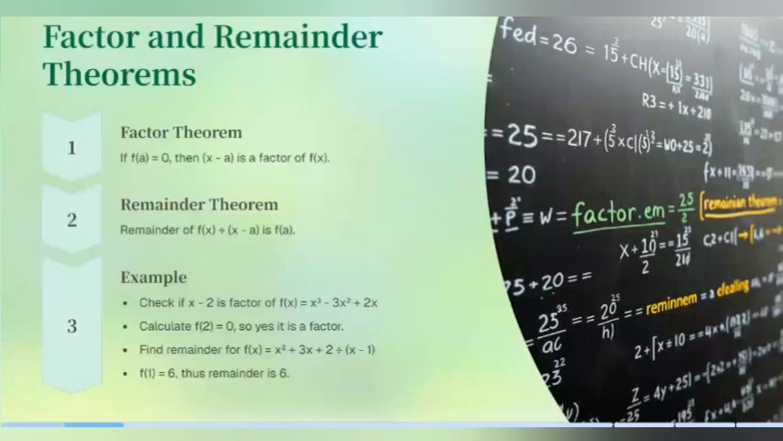So we see clearly that f of 2 is 0. And then what conclusion do we draw from that? The conclusion is that x minus 2 is actually a factor of this equation f of x. And so that's what it means. That's how the factor theorem actually works.